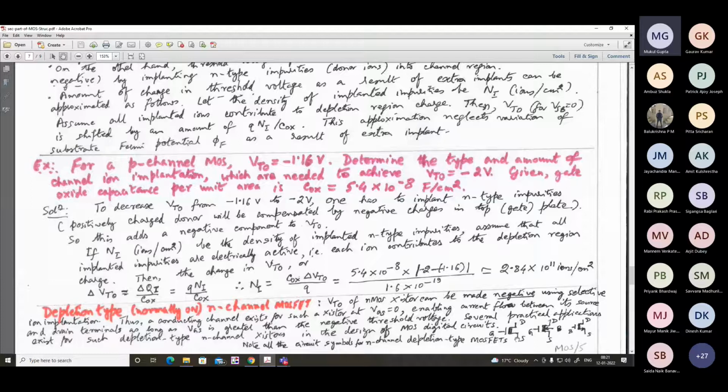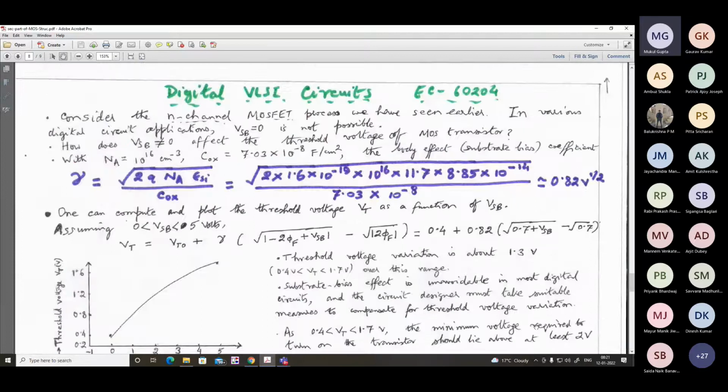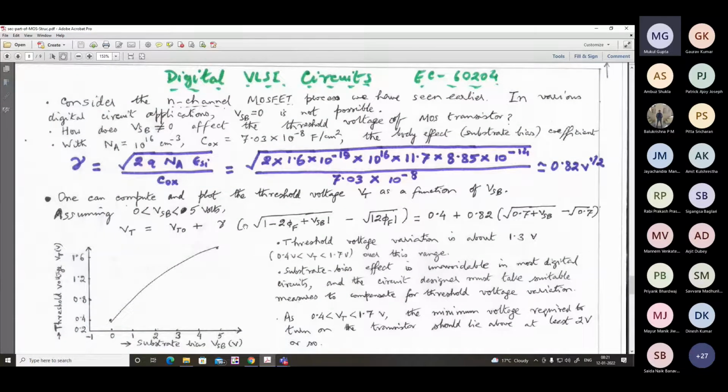If you have to make the channel disappear, you have to make the gate negatively biased with respect to the source. Also, that means this thickened line is there in the vertical line. It means that this accounts for depletion mode MOS transistors. Now see, with the variation of source to body bias, the threshold voltage will be likely to change.